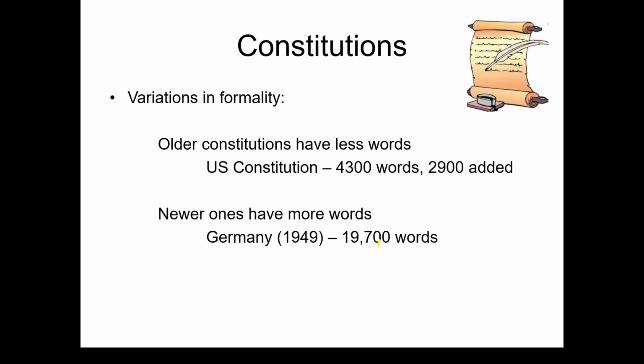Constitutions vary in their formality. As I said before, older constitutions have fewer words. The Constitution originally in the United States was 4,300 words, with more than half of that having been added to it. The newer ones have considerably more words. Even Germany's 1949 Constitution, coming out of World War II, when they were under a lot of pressure to create a more democratic-leaning system after the fiasco of World War II.